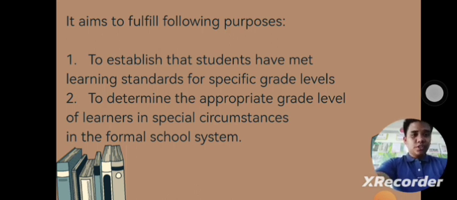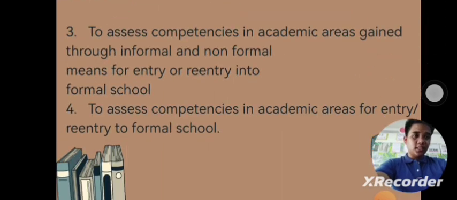First is to establish if the students meet the learning standards for specific grade levels. So you need to establish if the students have met the learning standards for a specific grade level. Next is to determine the appropriate grade level of learners in special circumstances in the formal school system. Then the third one is to assess competencies in academic areas gained through informal and non-formal means for entry or re-entry into formal school. Fourth is to assess competencies in academic areas for entry or re-entry to formal schools.